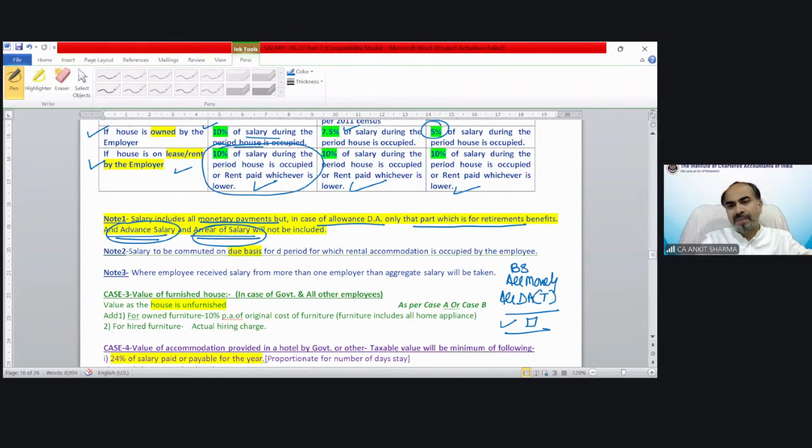We can take only basic salary, because advance and arrear of salary do not belong to that duration in which the house is occupied. Advance is for future, arrear is retrospective. So the salary which is due during the year, we need to take that. That's why note number 2 explains it. Salary to be computed on due basis for the period for which accommodation is occupied by the employee. And due basis salary is only basic salary.